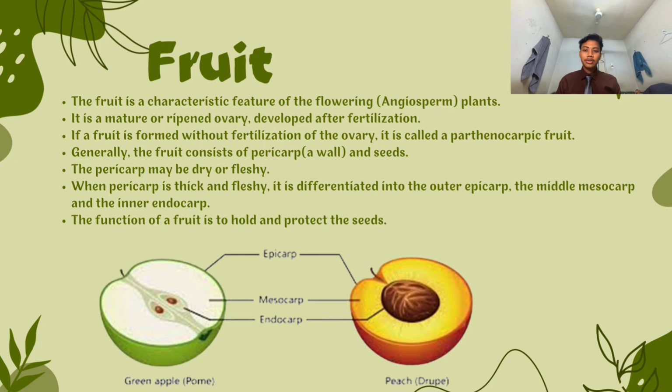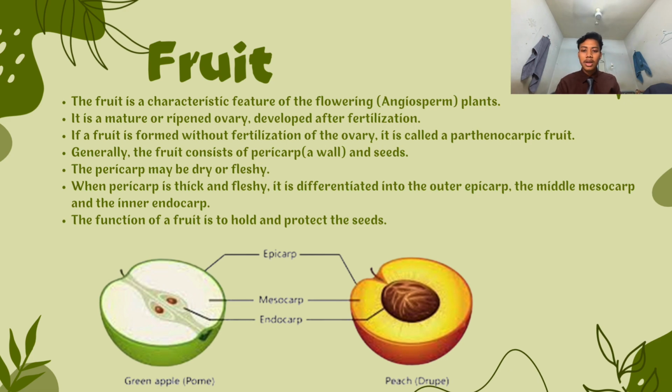Now I will explain about fruit. The fruit is a characteristic feature of flowering angiosperm plants. It is a mature ovary, developed after fertilization. If a fruit is formed without fertilization of the ovary, it is called a parthenocarpic fruit. Generally, the fruit consists of pericarp, a wall, and seeds.